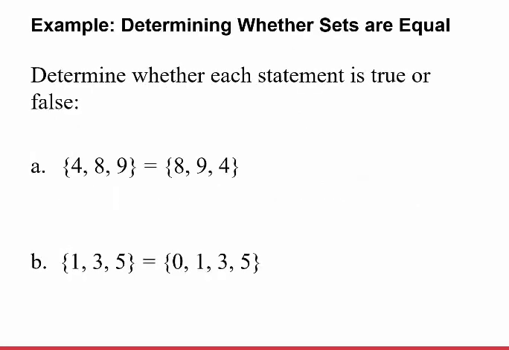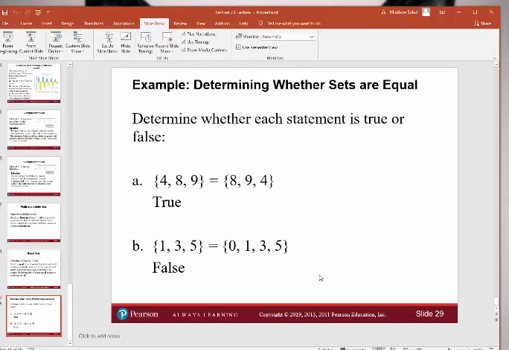All right, so let's determine whether each statement is true or false. Here, the set {4, 8, 9} is equal to the set {8, 9, 4}. This is true. They contain the same elements. How about this one? The set {1, 3, 5} is equal to the set {0, 1, 3, 5}. Well, this has an extra 0, so this is false. They are not equal sets. All right, that's your basic introduction to sets.